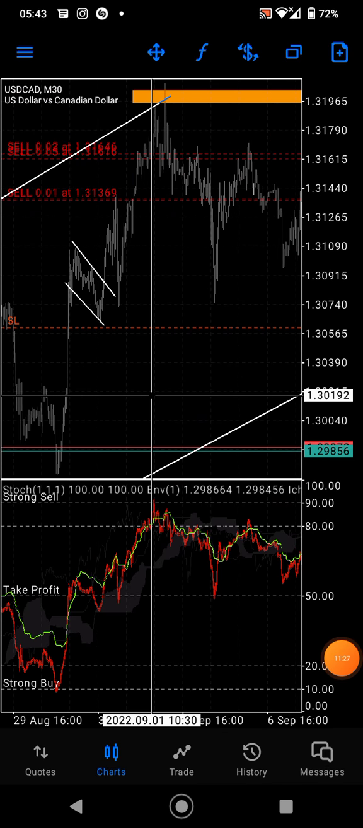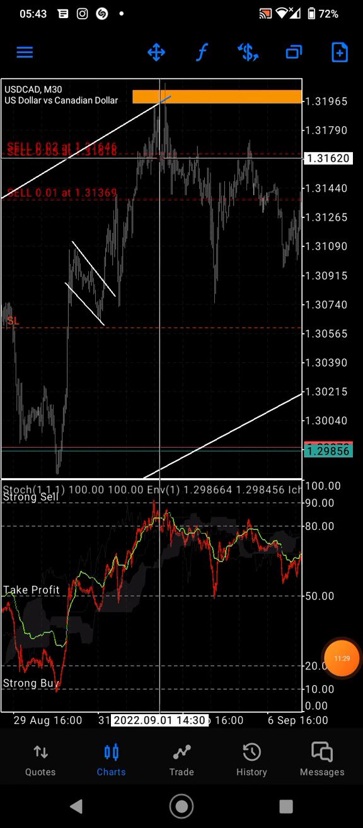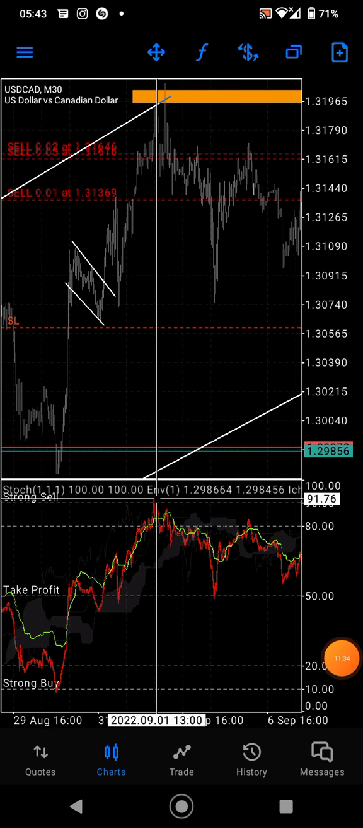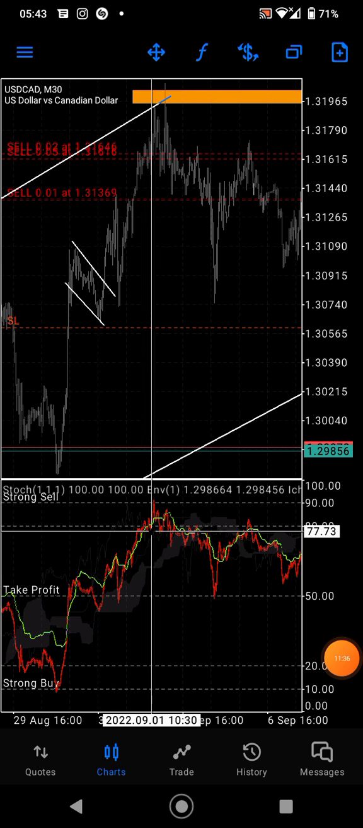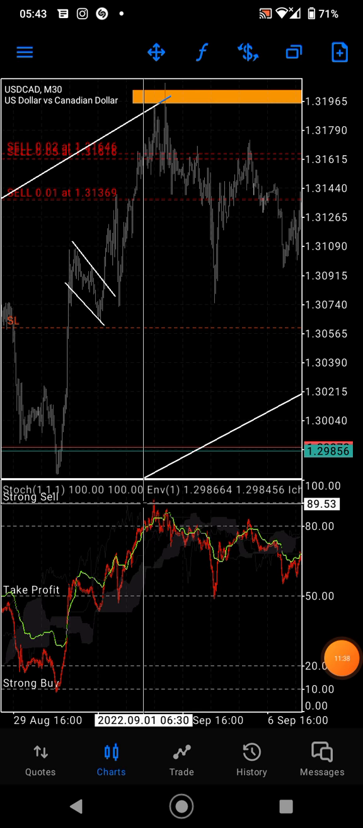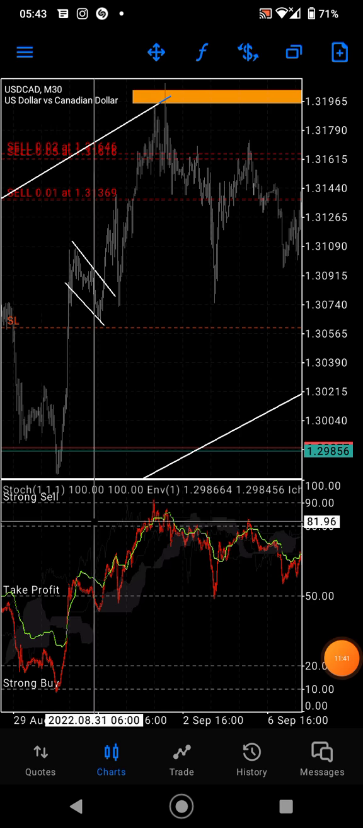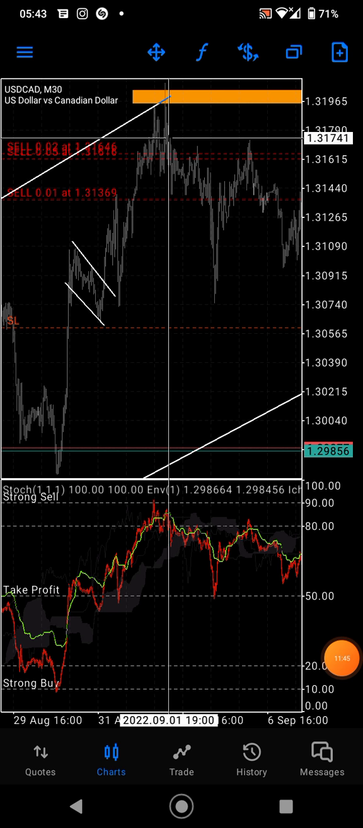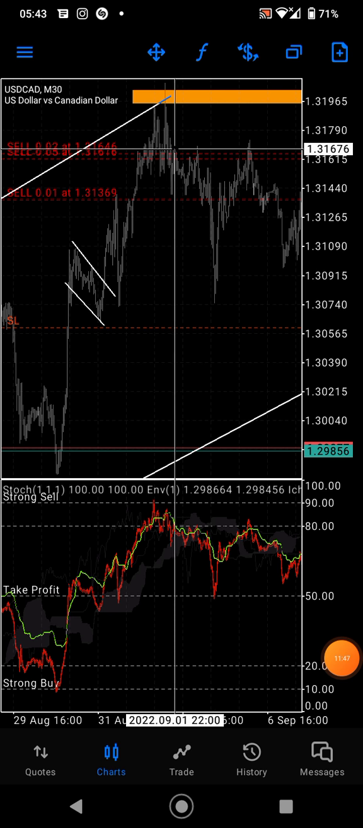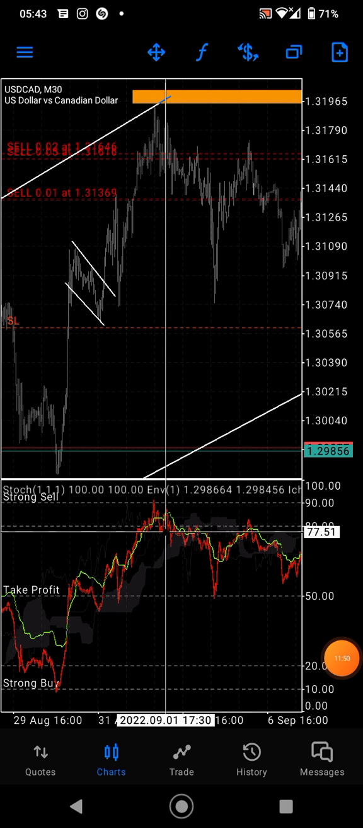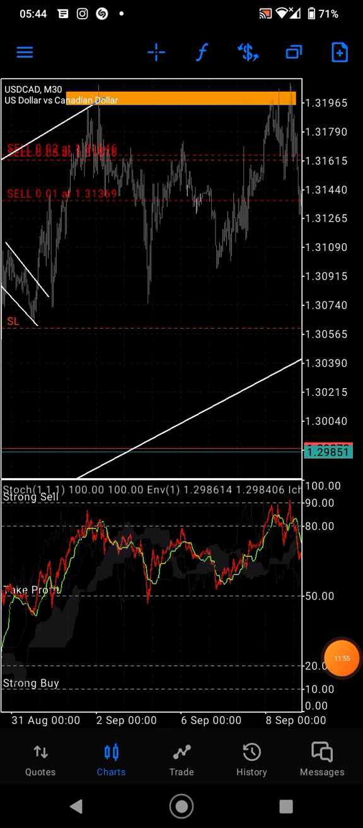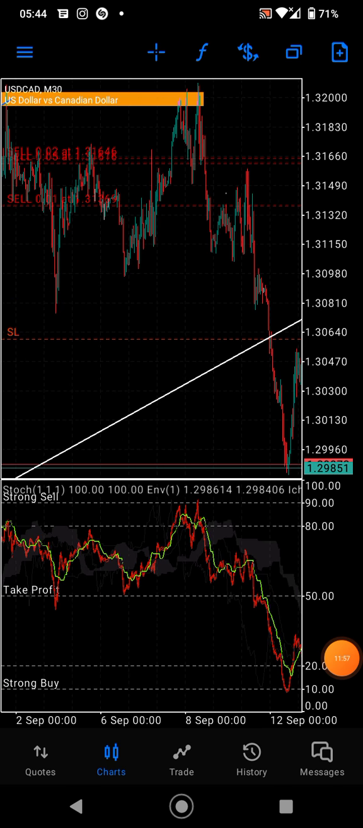You could have still made profits with this move right here if you saw the indicator on the strong sell position or strong sell line, and opened a few trades right here or here, riding it up to the take profit area. You could have just taken your profit and gone out of the market. That's what I did.